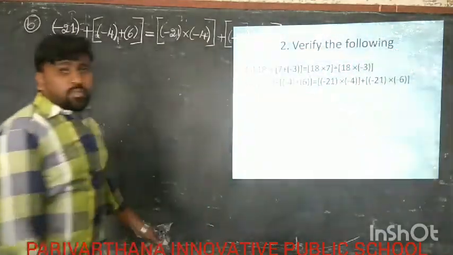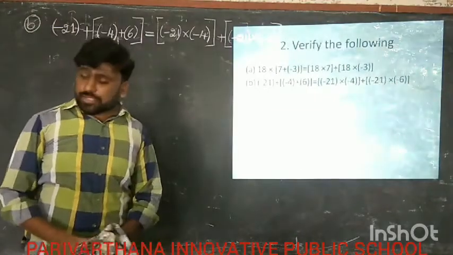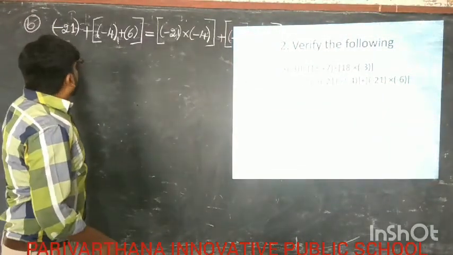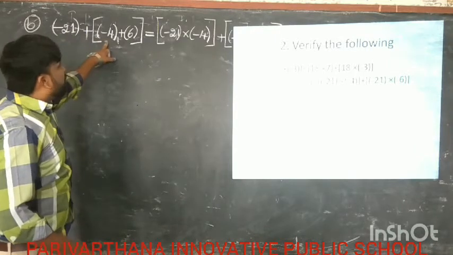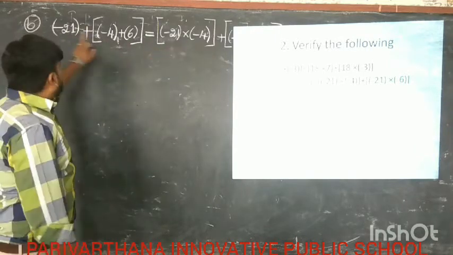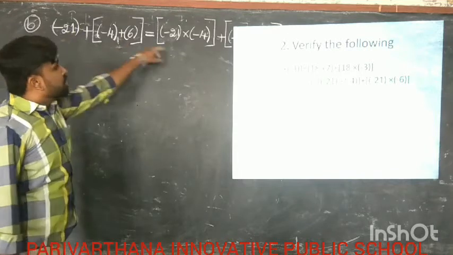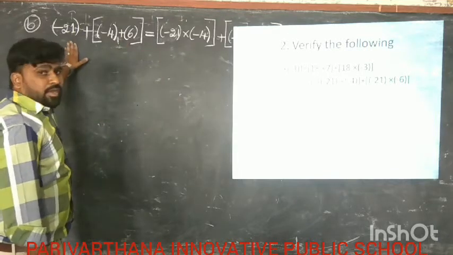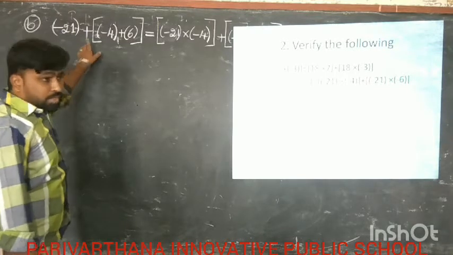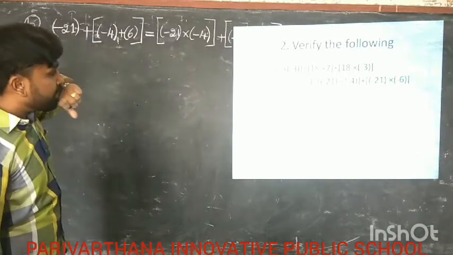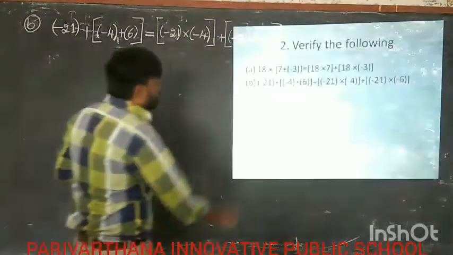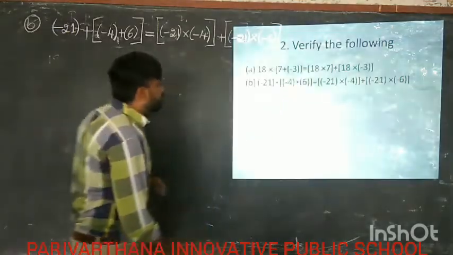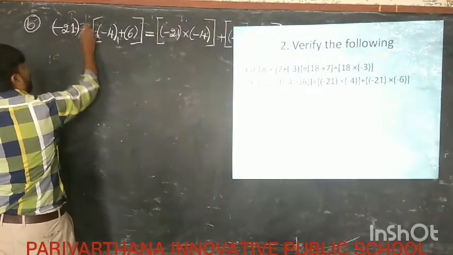Now, second one, it is also the distributive property. See, minus 21 into minus 4, A into B. Minus 21 into 6, A into C. Sorry, this should be multiplication. This is one mistake in the book, sorry, a mistake in typing. It is multiplication. You make it as multiplication.